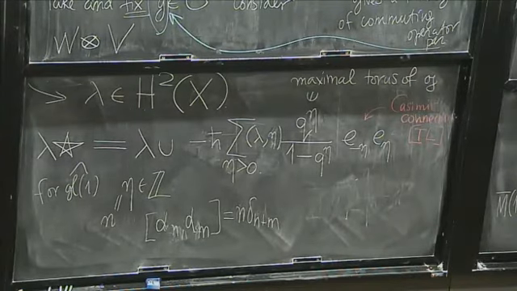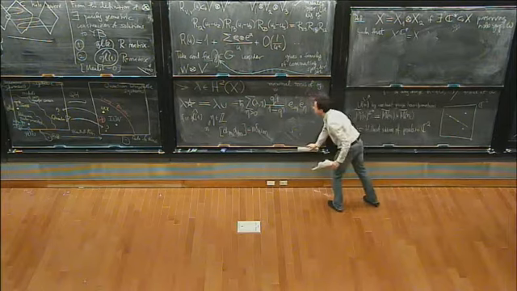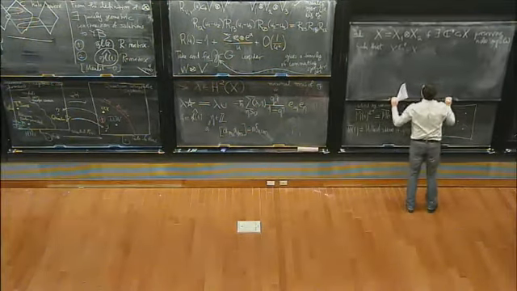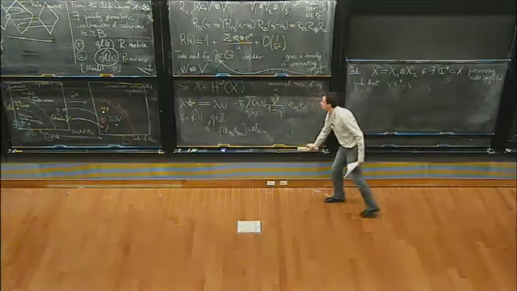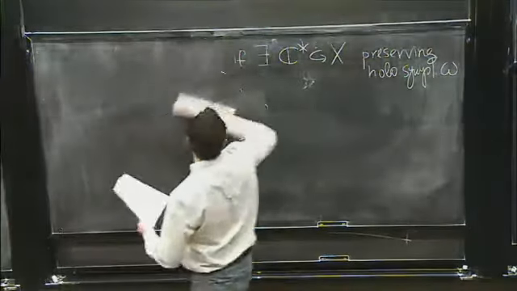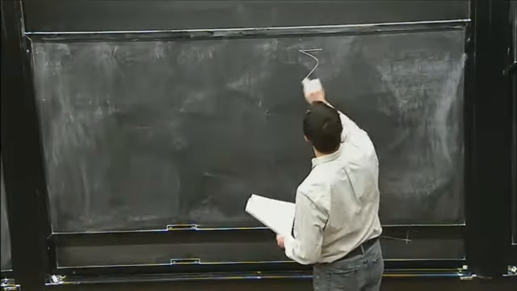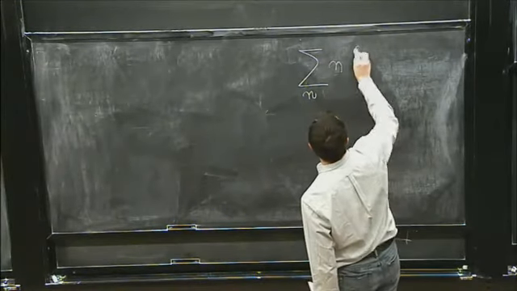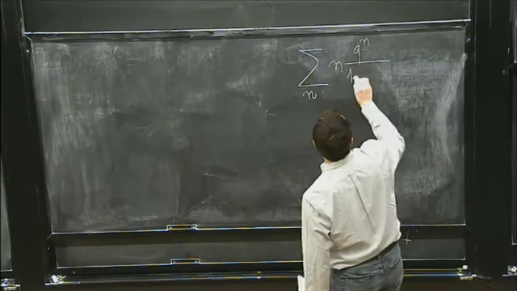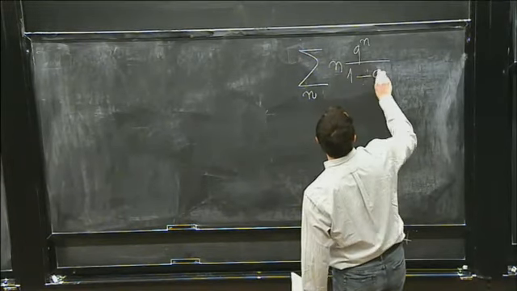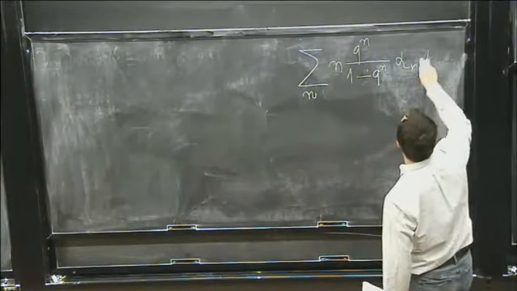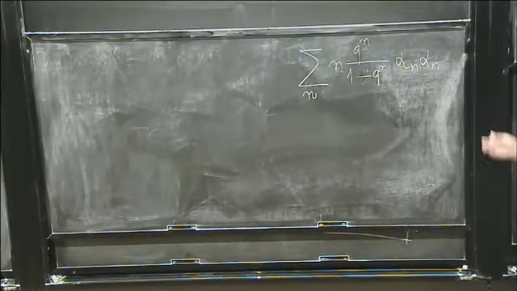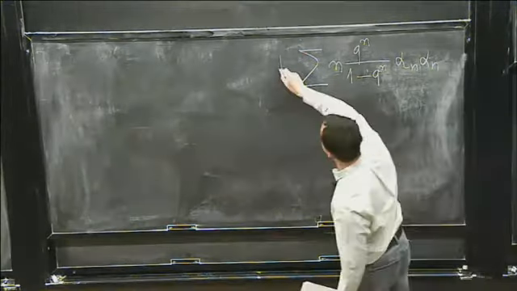What we get is a sum over n of q to the n over 1 minus q to the n, alpha minus n alpha n. This is for the quantum part. And when you compute the classical part, the result is very simple.